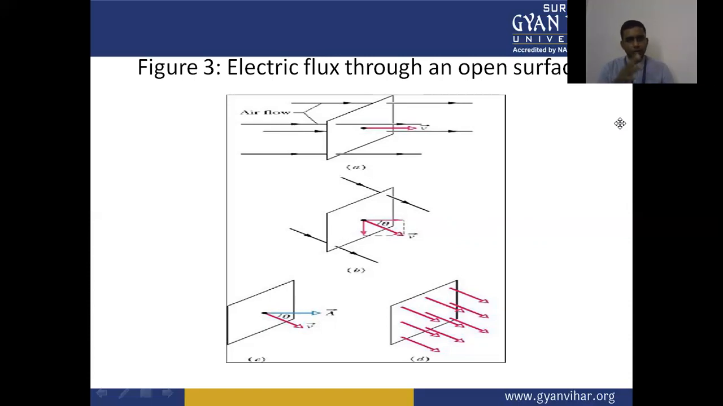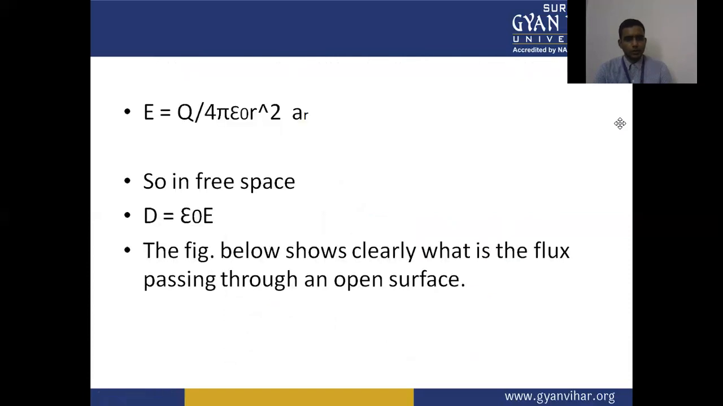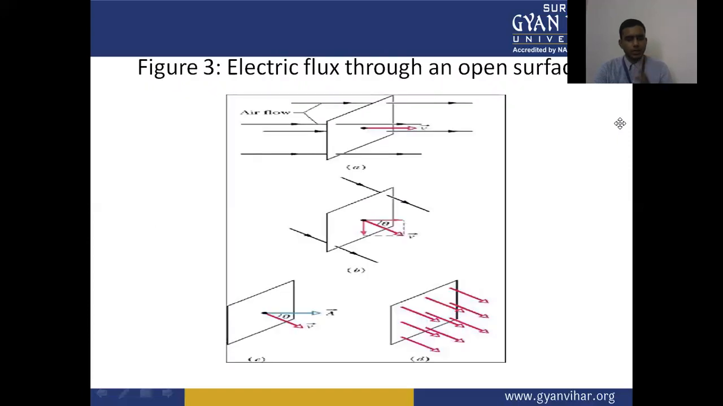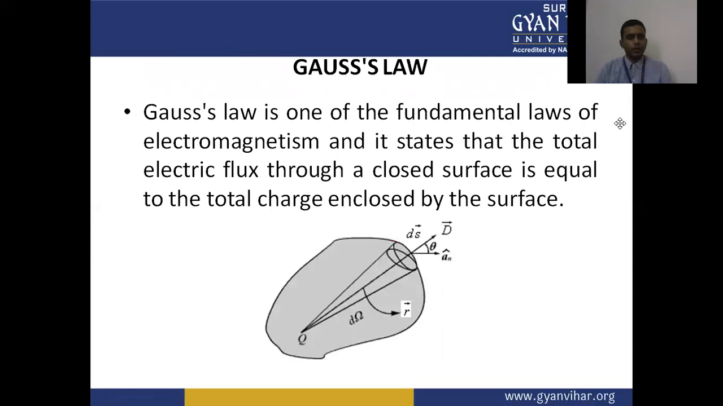So this figure shows the electric flux passing through an open surface, and we are able to understand how the electric flux density is related to the electric field intensity. In the next section, we have Gauss law.